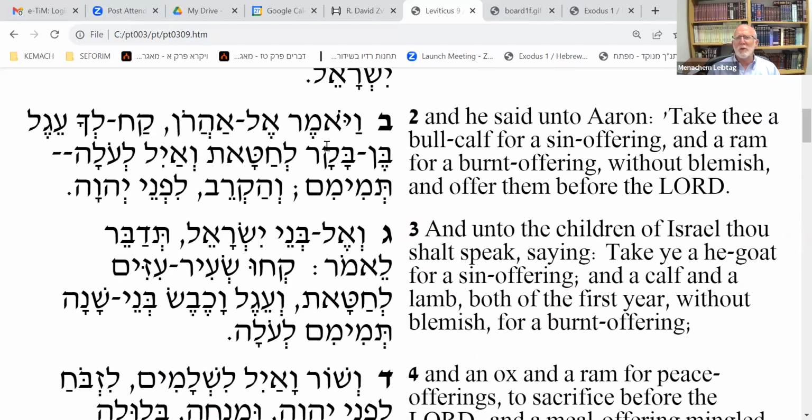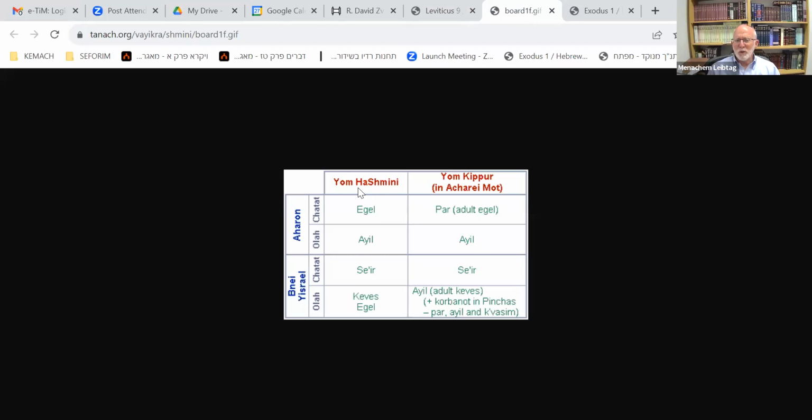let me just show you one other thing here. If I compare Yom HaShmini Korbanot and Yom Kippur Korbanot, I should put this on the source sheet, but it's easy. Aaron and Bnei Yisrael both bring Korbanot. Let me use my little annotator. I haven't used it in a while. Okay. Aaron, right? And Bnei Yisrael bring a joint Korban. Okay? Aaron brings an olah and a chatat. Am Yisrael brings an olah and a chatat.